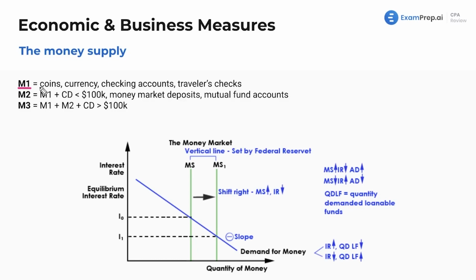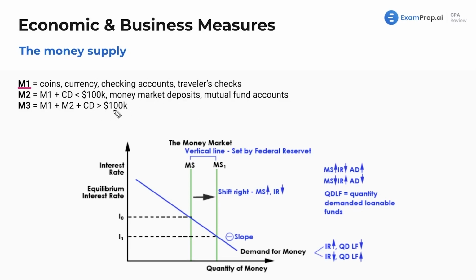Know that the M1 is the most stringent and it includes the least. It's super liquid. You could use any of this at a moment's notice. Certificates of deposit, right? That's when you give your bank some money and you get a pretty low interest rate, but it's super secure. It's usually locked in for a certain period of time. But if you needed to take it out right now for a little bit of a loss, it still would take a few days. These others might take a few days, but this is instantaneous.